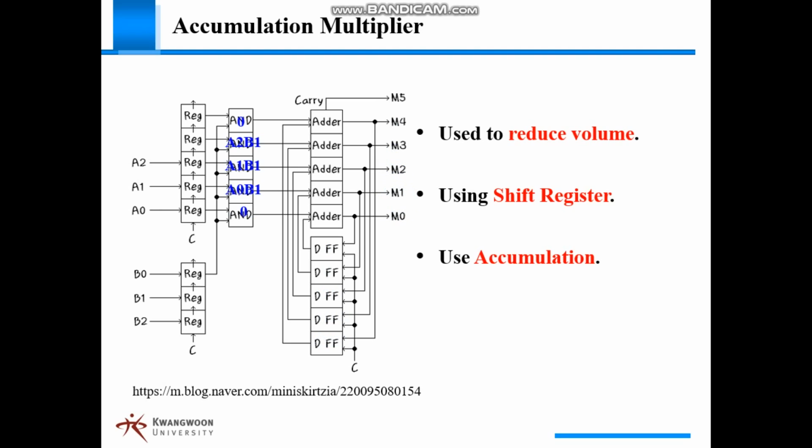So it is added with the flip-flop result, and the result is 0, A2 B1, A1 B1 plus A2 B0, A0 B1 plus A1 B0, and 0. After that, these results go to the flip-flop and are stored in the flip-flop. Following this process, the adding results are shown.